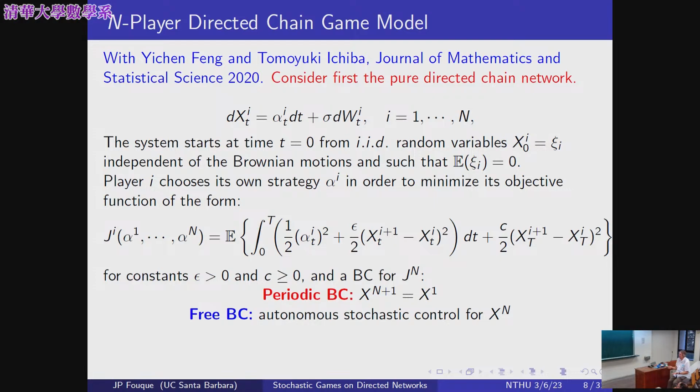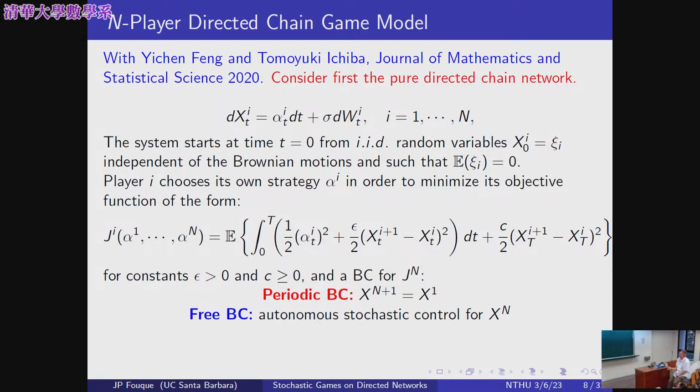If I had the empirical mean of everybody, that would be mean field game. I'm not looking at mean field game. So, directed. And same thing in the terminal cost. It means that I wants to be close to the next one at capital T, and there is a square. So it's a linear quadratic problem. Now, of course, epsilon is positive, C can be positive or 0, it doesn't matter. You can remove C if you want.